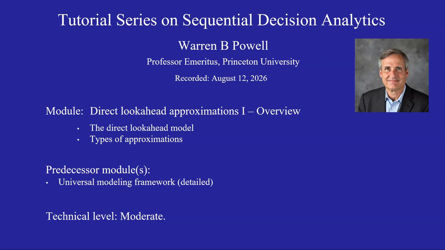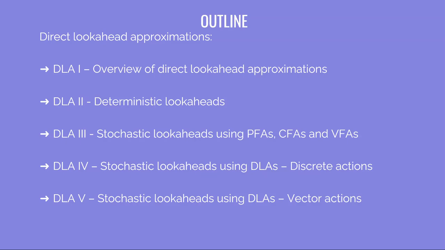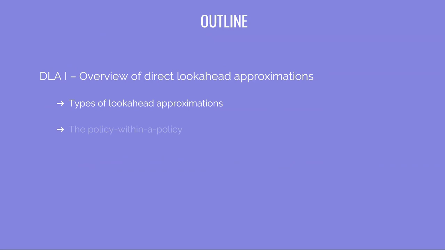This module is the beginning of the section on direct look-ahead approximations. This is the first module. We're going to break this general strategy into 5 different components. Direct look-ahead approximations is the policy that I like to describe as what you do when all the others don't work. And it's often the case that all else doesn't work, and we end up doing direct look-ahead approximations. So this is going to be part 1, overview of direct look-ahead approximations.